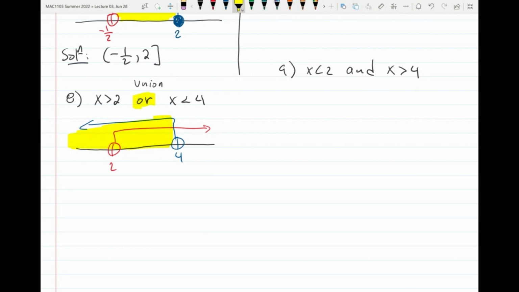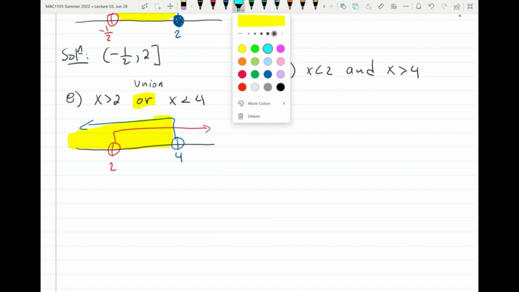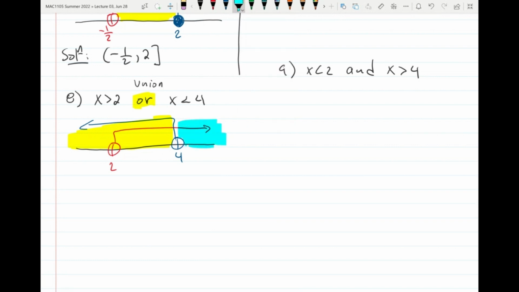So that's why you also change the other part, because look at the red. Now the red takes over. Let me change the color here. And the red takes over and changes this part over here. And notice that 4 itself is also included, even though it's not good for the blue one, it's good for the red. So we're good. Now you look at the picture and you see that the entire real line was shaded. So what would be the solution?